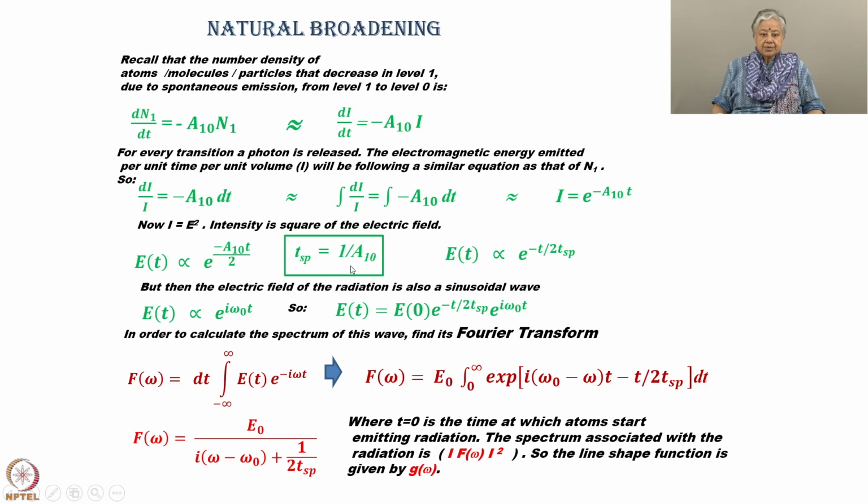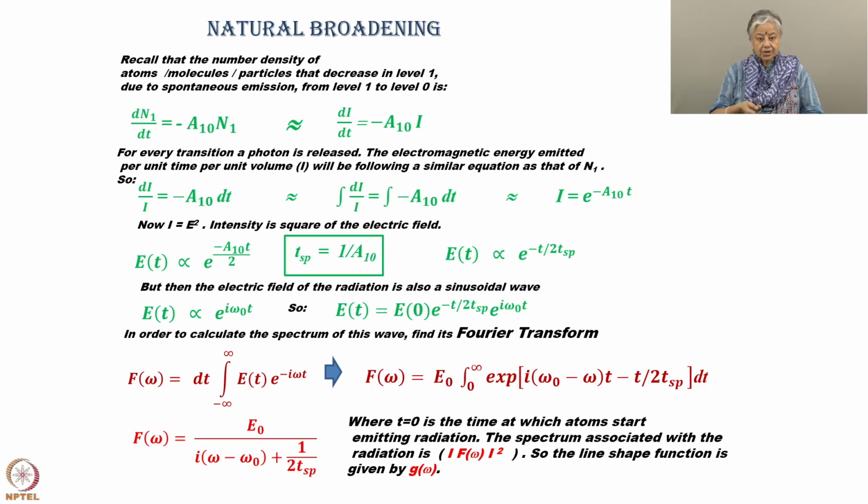It is understandable because A gives you a rate. So, 1 upon A will always be something related to time. So, that is T spontaneous, that is the time the particle remains on the higher level before it tumbles down. So, T spontaneous is the spontaneous time of emission or the time it remains on that state. Quite often if the particle remains for a very long time in the upper state, we call it a metastable state.